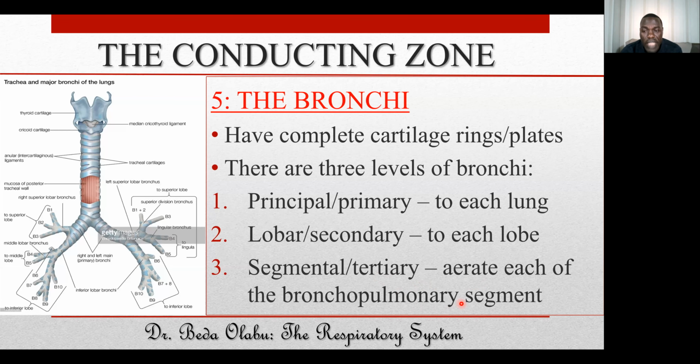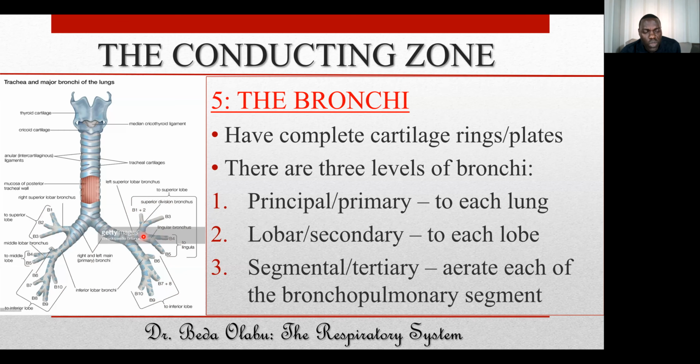We have about 10 in the right lung and 8 in the left lung. The reason why we have 8 in the left lung is because 2 of them are combined. Okay, on the upper side, we have 2 combined. On the lower side, we also have 2 combined. That's why the left lung has 8, the right lung has 10.